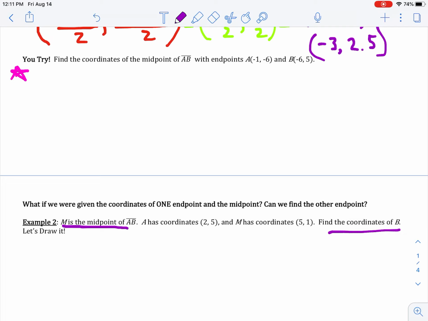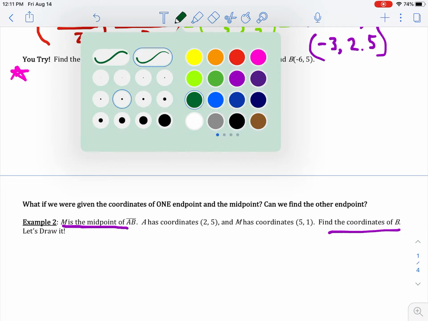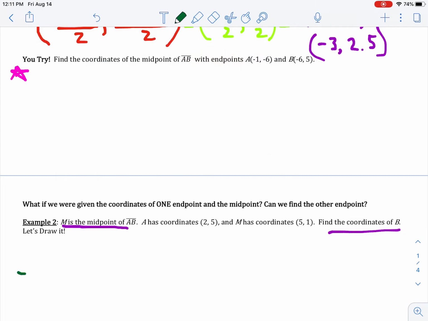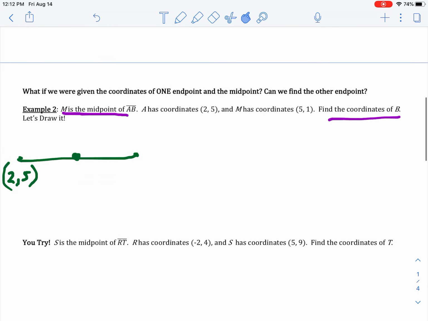So if we look at this from a visual standpoint, here's what we're looking at. We've got a segment. Remember, a segment has 2 endpoints. The midpoint would be in the middle of it, okay? It says that M is the midpoint of AB. A has coordinates 2, 5, so we're going to put the endpoint coordinates at the end on the left first. Okay, now you'll notice that it also gives us the midpoint.